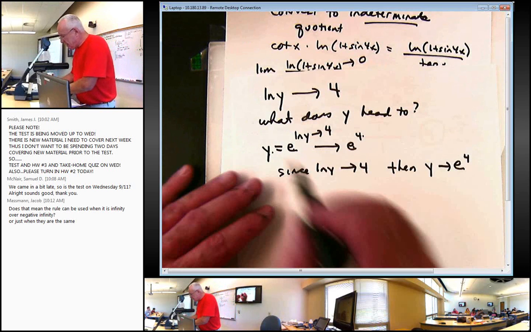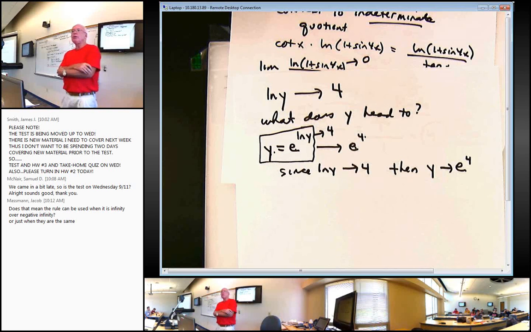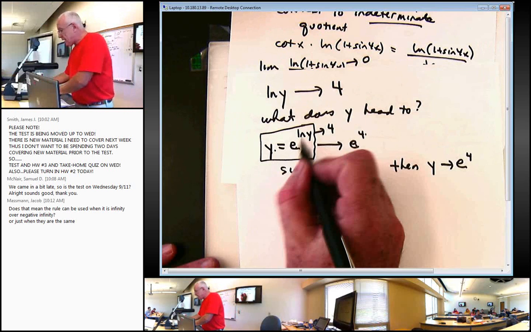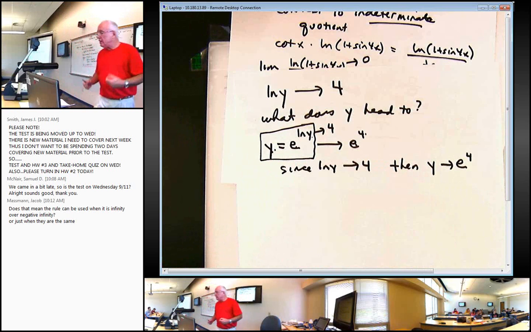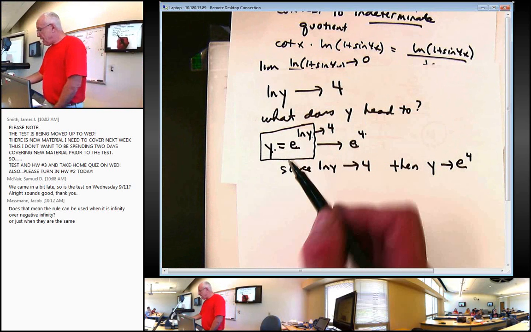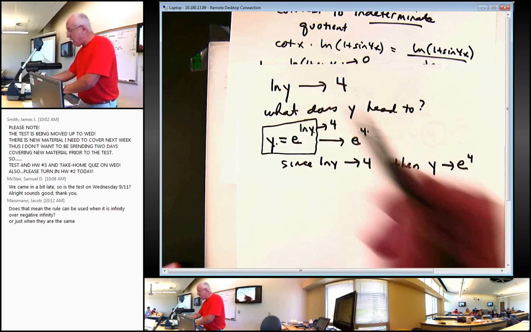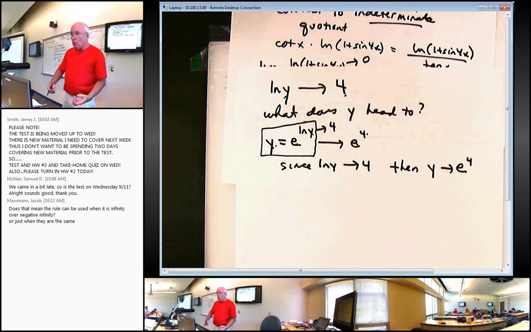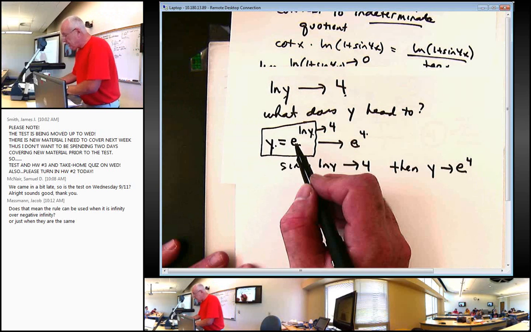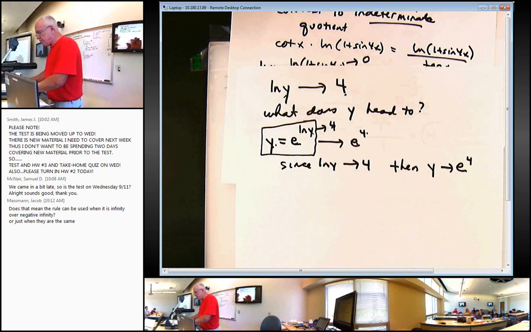This identity here is because the exponent function and the ln are inverses of each other. So e to the natural log of y just takes us back to y. So I can then write my original expression as e to the natural log of y. We have just found out that the natural log of y heads to the number 4. So therefore, our original expression heads to e to the 4th power. Okay, let's do another one, and hopefully that'll start to look more familiar.